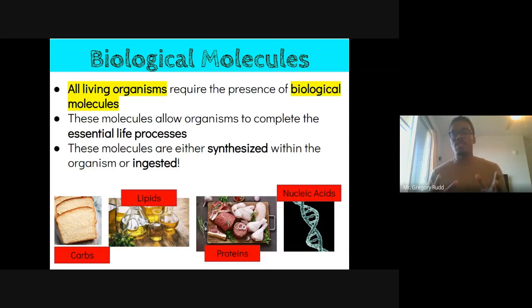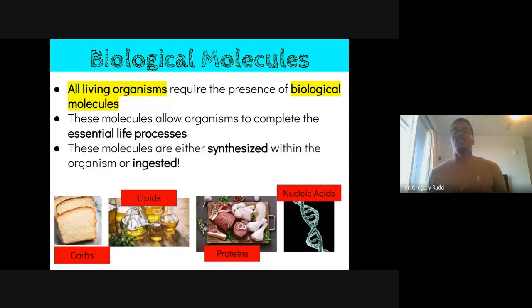For those of us who don't remember or who weren't here yesterday, you'll see them on the next slide, and I'm going to encourage you to take a screenshot or a picture of it when you see it. But we need these 4 biological molecules to complete those 8 essential life processes. They are absolutely essential. And the way we get these essential biological molecules is by eating or by ingesting them.